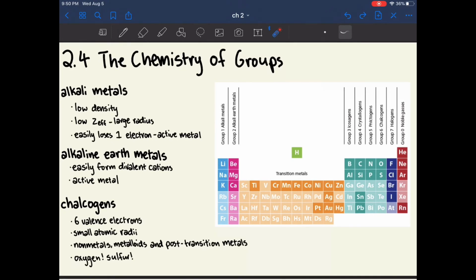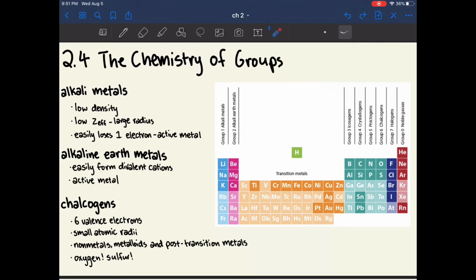So we're going to skip a bunch of groups here for later and talk about the chalcogens. Chalcogens have 6 valence electrons. The chalcogens are this group here, which includes oxygen. They have a small atomic radius because they're toward the right side of the periodic table, giving them a high effective nuclear charge, which means the valence electrons are pulled in very closely.